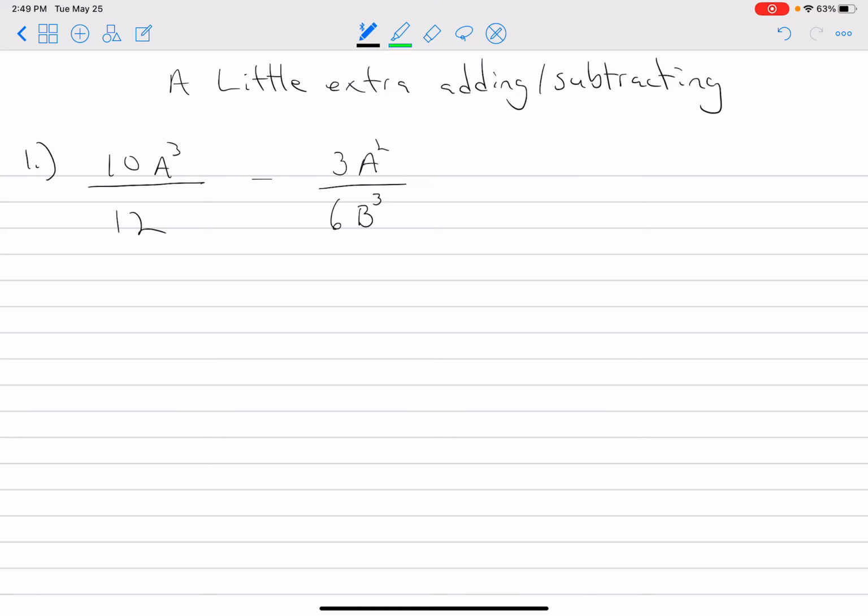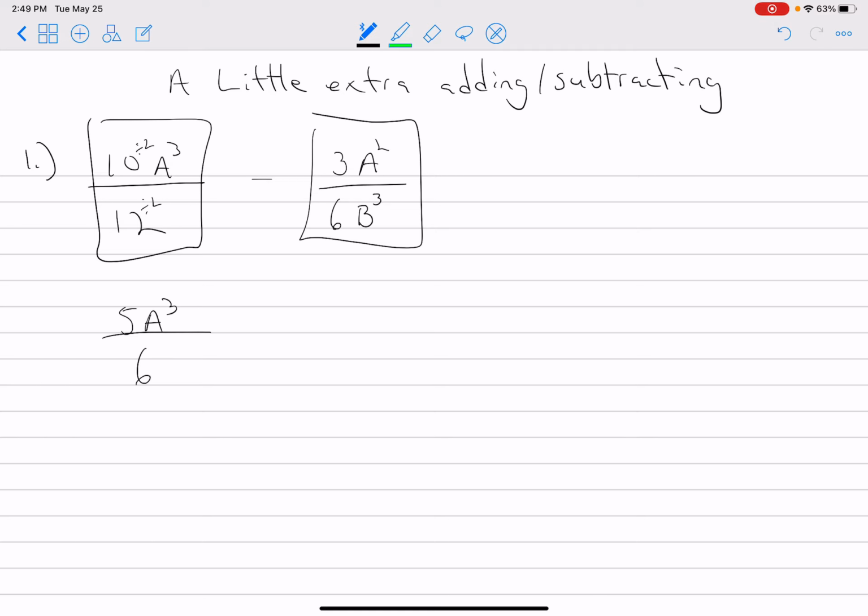So we need to figure out common denominators. Actually, I'm going to take my own advice and simplify first. Remember, I'm going to simplify here and here, anywhere that I can. Between 10 and 12, I could divide each of those by 2. So that becomes 5a cubed over 6, minus, between 3 and 6, I'm going to simplify those both by 3, 1a squared over 2b cubed. All right, so this becomes a little bit easier now.